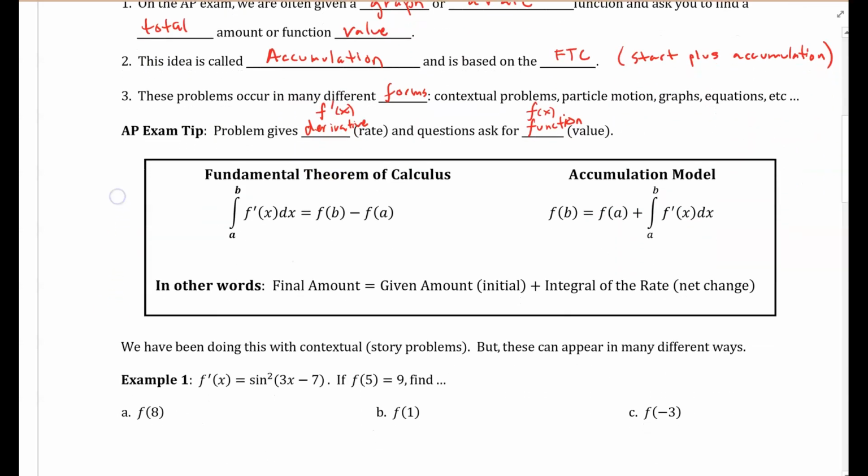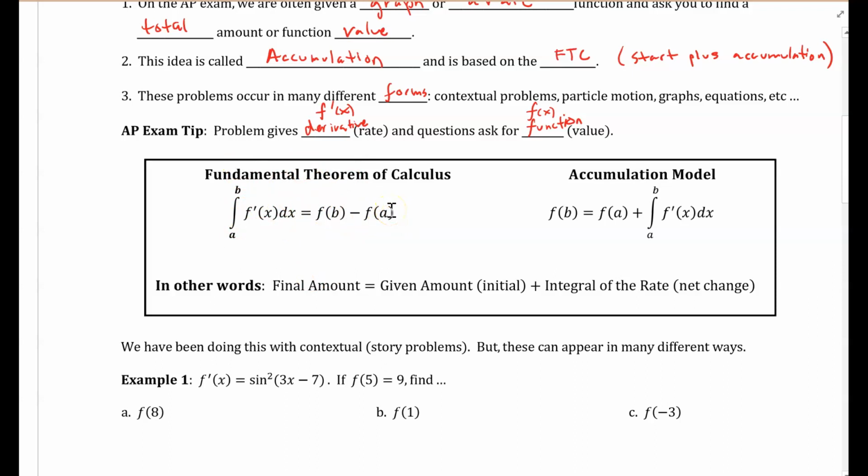Well, I'm going to start off with the fundamental theorem of calculus, and that is that if I have the integral from a to b of f prime of x dx, which notice this is a rate, visually this is the area underneath this curve, this is equal to the antiderivative of f prime of x evaluated from a to b, so f of b minus f of a.